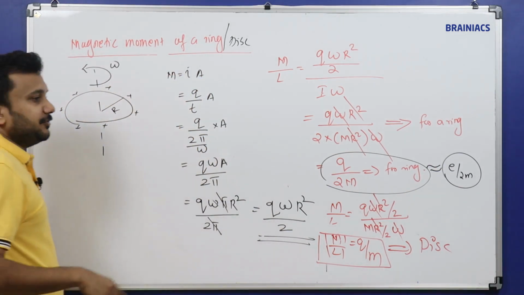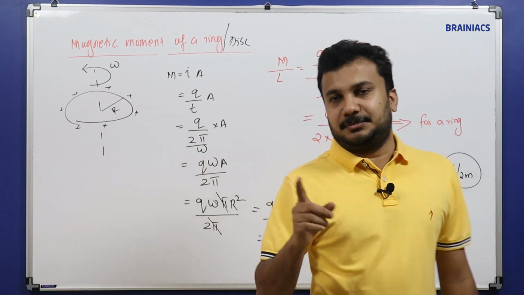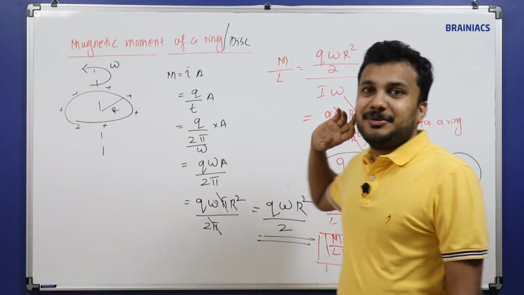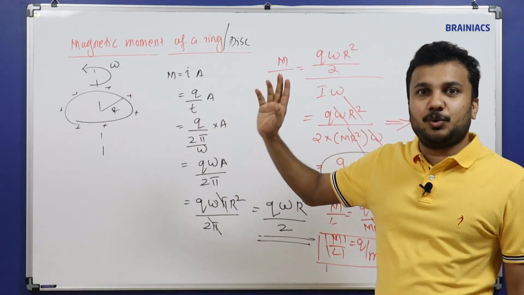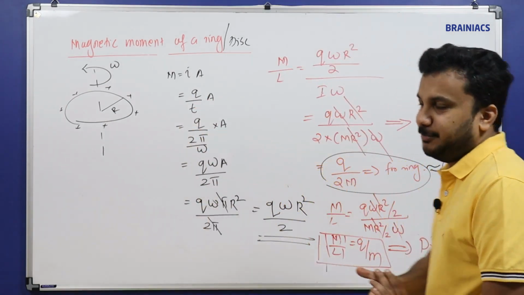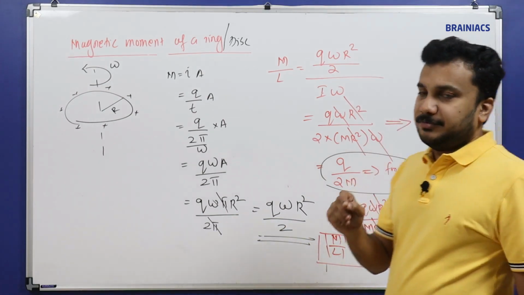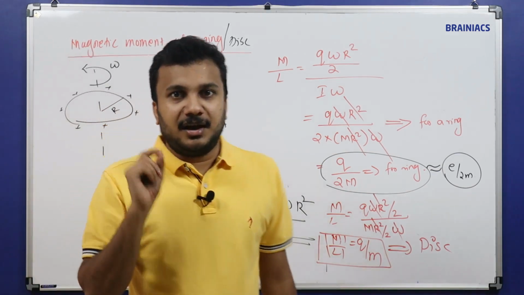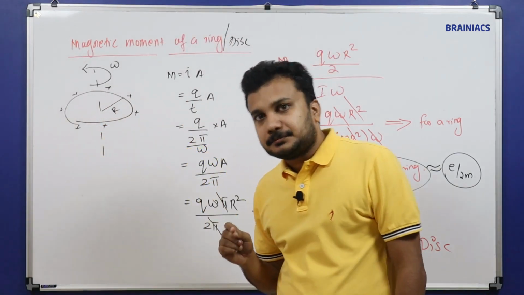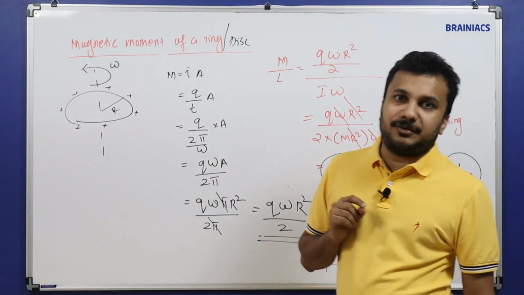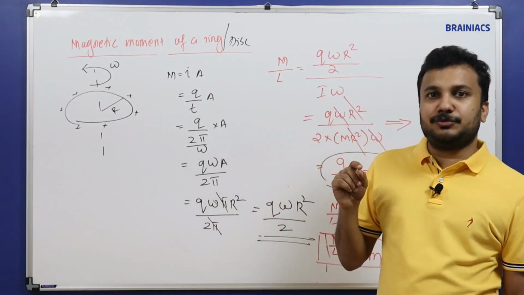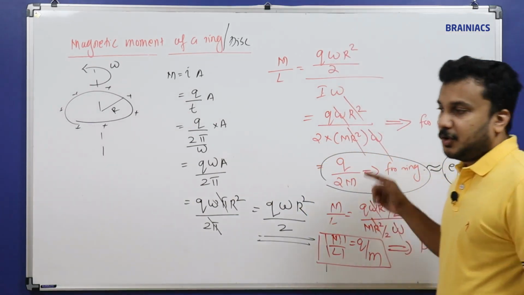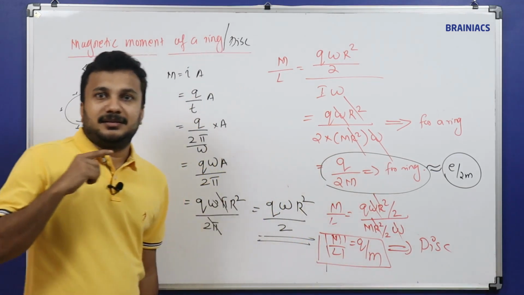Previously we have seen a revolving electron, which is a particle system, so to get the angular momentum we used MVR. Here we cannot use MVR; we have to use I omega. I omega is for a body, as I told before. I is the moment of inertia, which depends upon the body. For different bodies, there are different moments of inertia. I is equal to MR square for a ring, and I is equal to MR square by 2 for a disk. Based on that, we substituted the values. Hope this is clear to you.